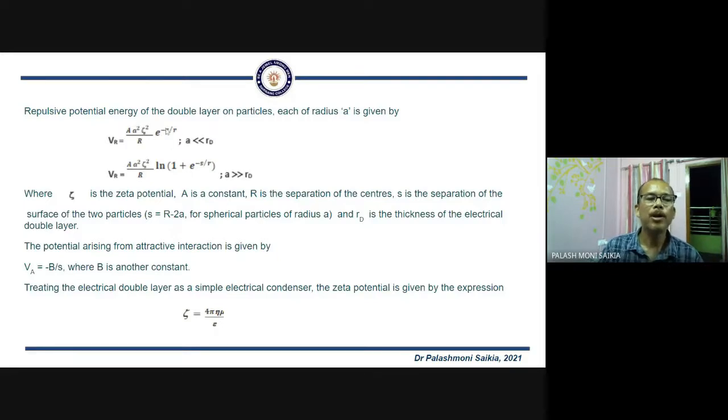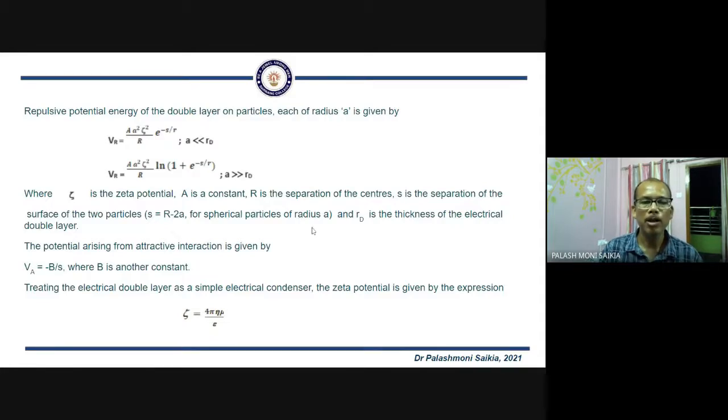So this empirical relation was derived for the repulsive interaction. For the attractive interaction, that is the van der Waals interaction, these four scientists came to another empirical relation: VA is equal to minus B by S, where B is another constant. Now, using this potential energy expression and considering the electrical double layer as a simple electrical condenser, we can treat the electrical double layer as an electrical capacitor.